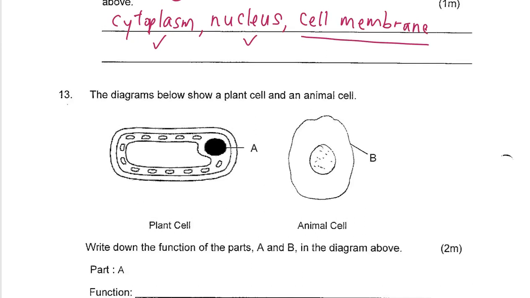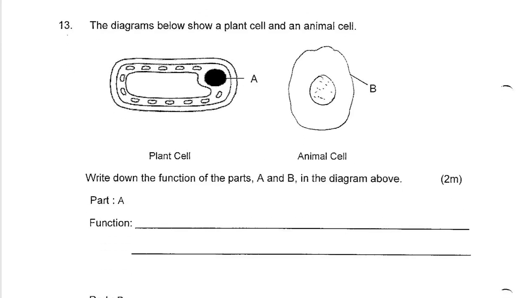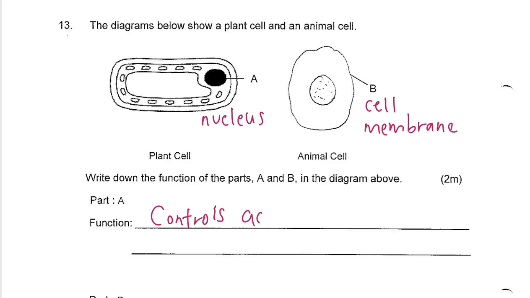Okay. Question 13, you have got a plant and an animal cell. Name the functions, part A and part B. Now, part A, obvious, nucleus. Part B is an animal cell. It cannot be a cell wall, so it's a cell membrane. So we're going to talk about the functions and what are the keywords I look out for when I mark. A, nucleus. When you talk about nucleus, I always want to see the word control. What does it control? It controls activities in the cell.